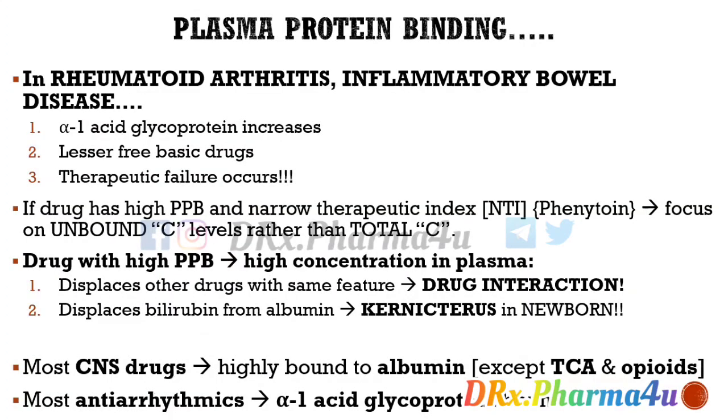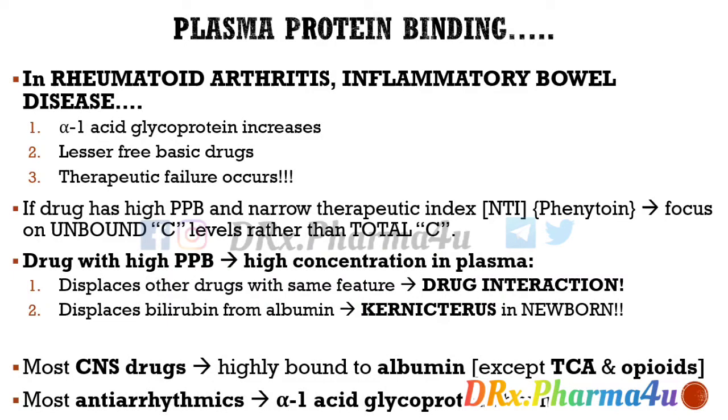If you are suffering from an autoimmune condition like rheumatoid arthritis or any kind of inflammatory condition known as inflammatory bowel disease, the alpha 1 glycoprotein will actually increase. So this is an interesting thing. In patients with rheumatoid arthritis or inflammatory bowel disease, alpha 1 acid glycoprotein increases.